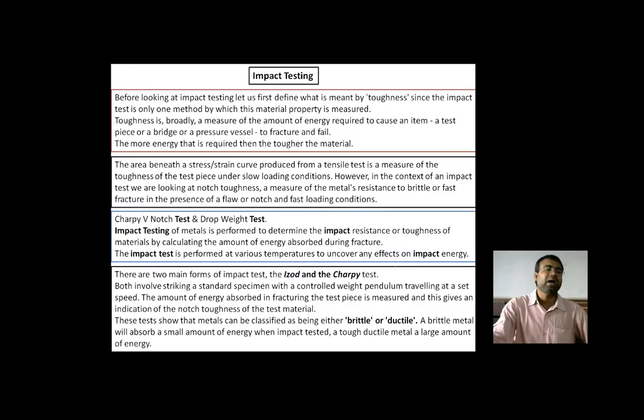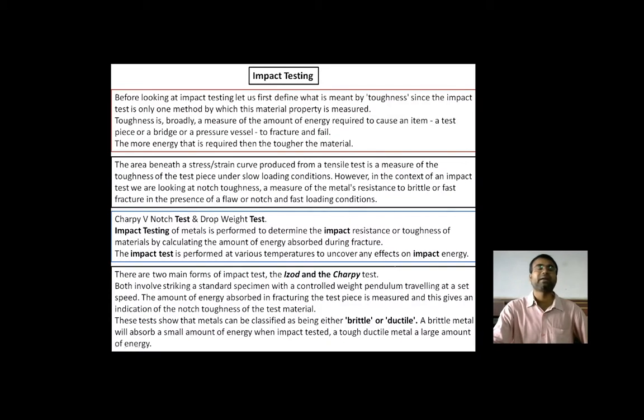And these tests are used to determine the impact resistance or toughness of the material by calculating the amount of energy absorbed during the fracture. टूटने से पहले मटेरियल कितनी एनर्जी अपने अंदर अब्जॉर्ब कर सकता है, कितना टफ अपने आप को उस मटेरियल के रिस्पेक्ट में दिखा सकता है, बता सकता है, उस पर्टिकुलर प्रॉपर्टी को एग्जामिन करने के लिए मेटल के अंदर हम इस इम्पैक्ट टेस्ट को परफॉर्म करते हैं.